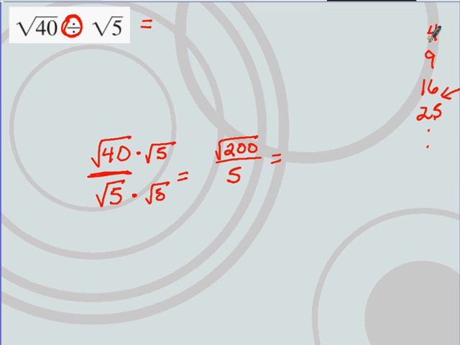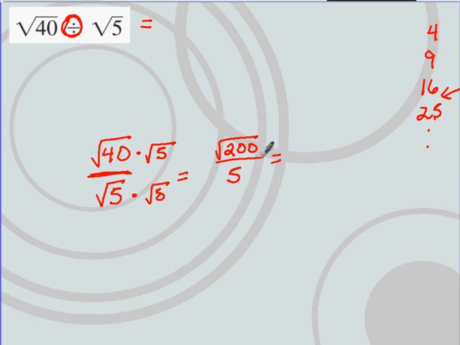Will 4 go into 200? Will 4 go into 20? 5 times, right? So will 4 go into 200? Yeah, 50 times. Do we use 25? Do we use 4? You can. What would you use? 100. Okay, we know the square root of 100.